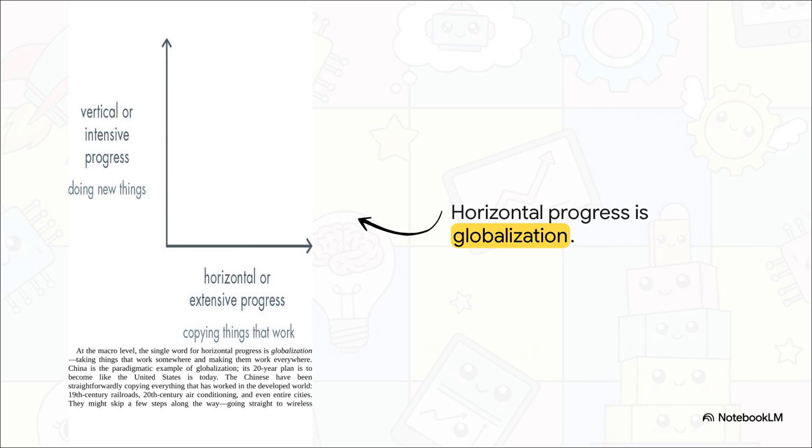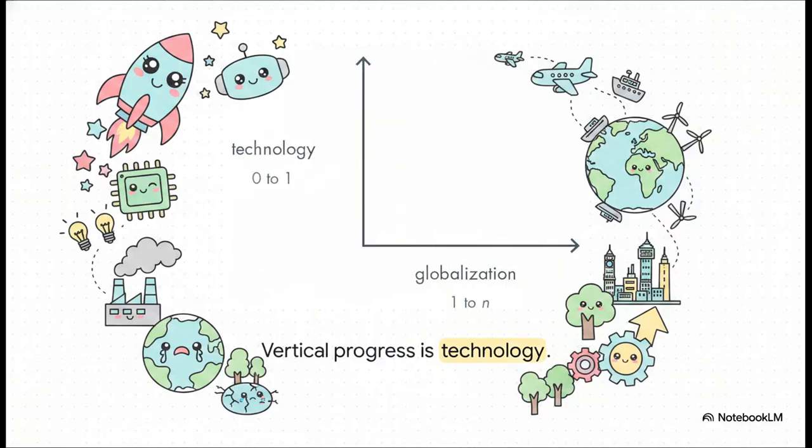At a macro level, if you plot this out on a horizontal axis, it gives us a single word: globalization. Think about China's 20-year plan to become like the United States is today. They're basically just copying things that already worked in the developed world, right? Moving straight along that horizontal line. It's taking what works somewhere and just trying to make it work everywhere. But when we shoot upward on the vertical axis, making that 0 to 1 leap, that is where we get technology. And Thiel makes a pretty chilling point about this.